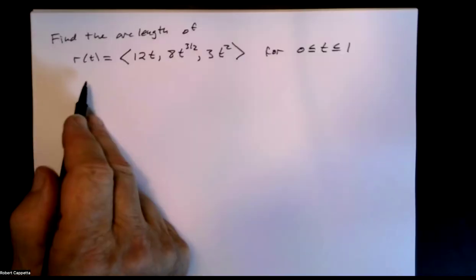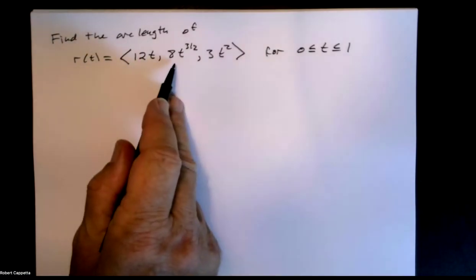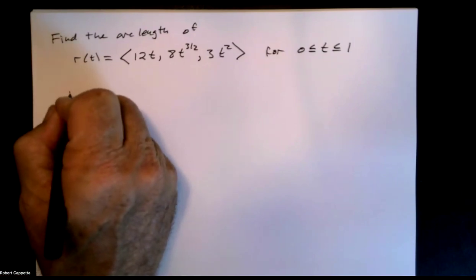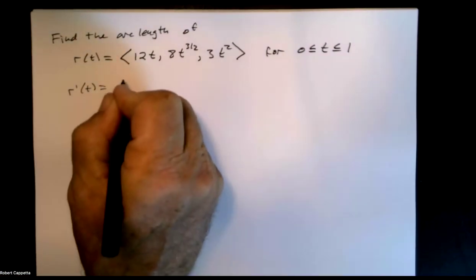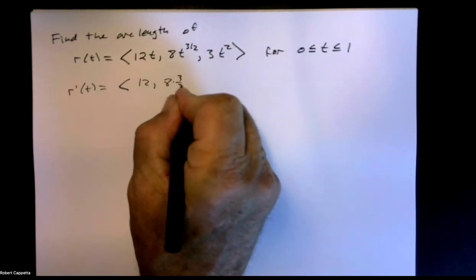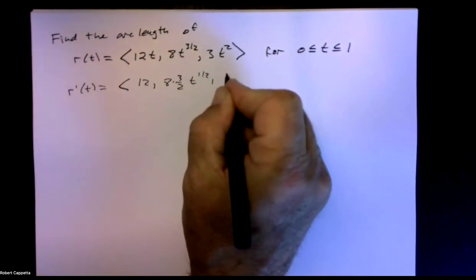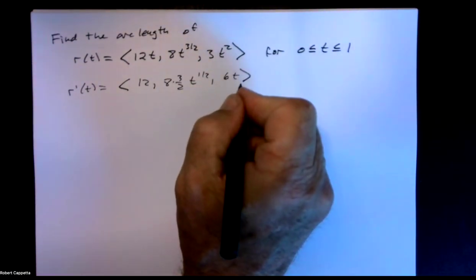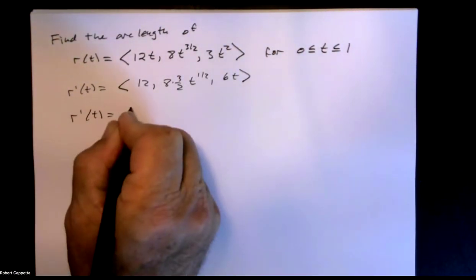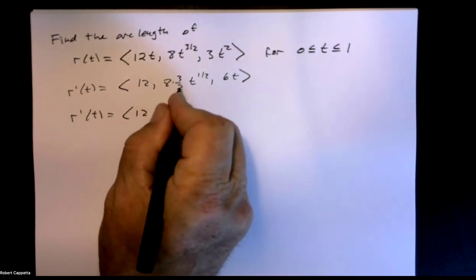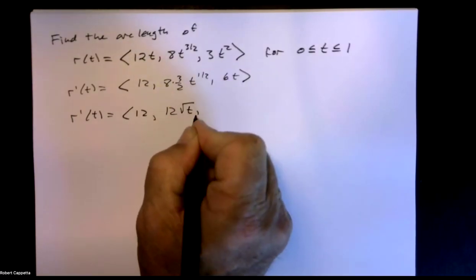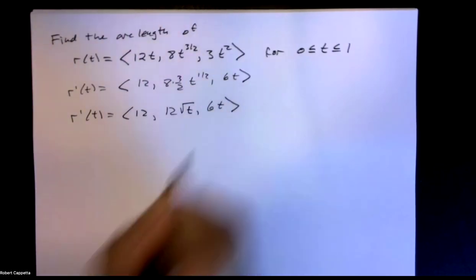So here we go. We want to find the arc length of r of t is 12t plus 8t to the 3/2 plus 3t squared, as t ranges from 0 to 1. What do we need? We need r prime of t. What is my derivative? 12, 8 times 3/2 t to the 1/2, 6t. So what does that give me? r prime of t is 12, 8 times 3/2, that's 12, t to the 1/2, or 12 root t, and 6t. So we have our velocity.